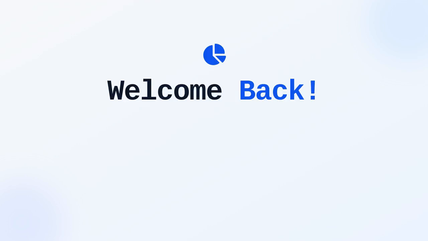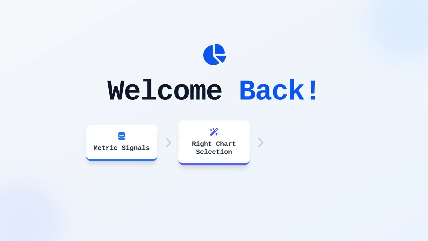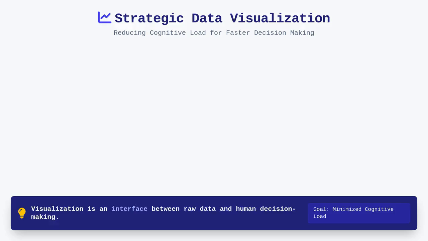Welcome back. We are now entering a section dedicated to the visual representation of data, where we will learn how to select the right chart types to make our metric signals truly readable. Choosing the correct visualization is rarely about aesthetics and almost always about reducing the cognitive load required to interpret a system's state. When we deal with metrics, we are essentially trying to answer specific operational questions, and the chosen chart type must act as an interface between raw data and human decision-making.